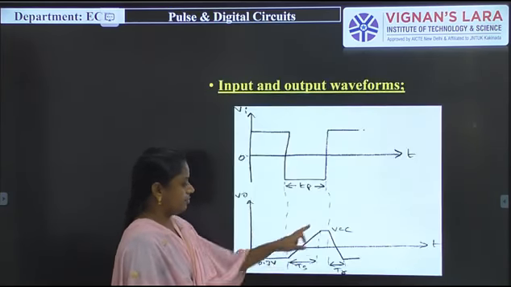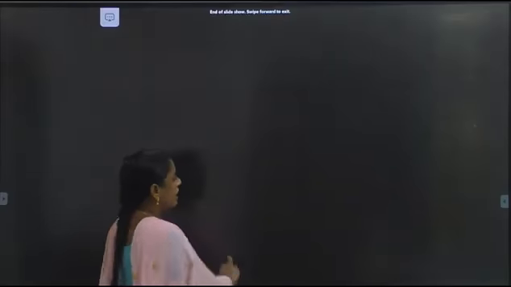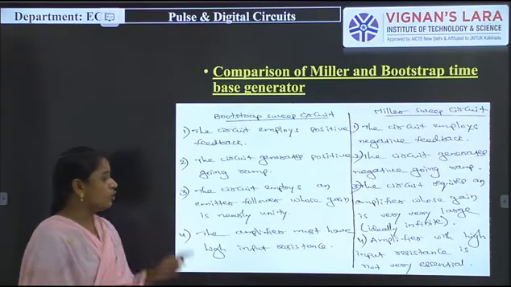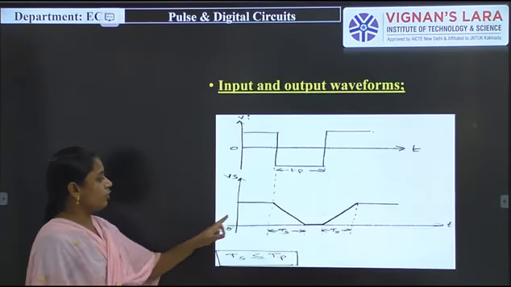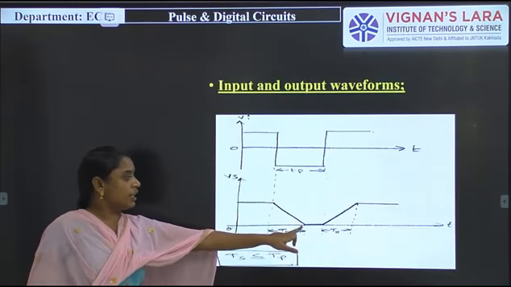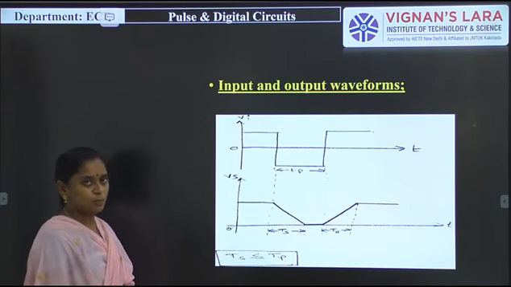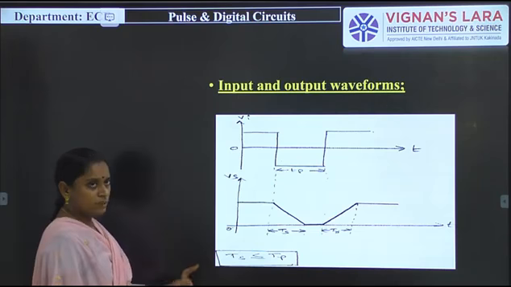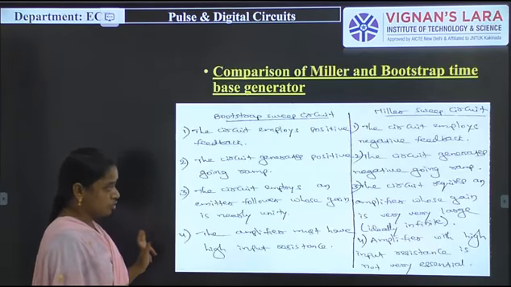This one. And for the Miller circuit, the output is a negative going ramp. So let us check the output of the Miller circuit. So this is a negative going ramp. At the starting condition, the output is a negative going ramp. But in the bootstrap circuit, the output is a positive going ramp.